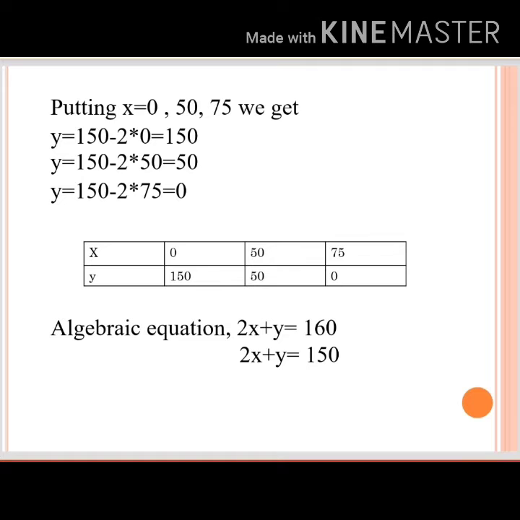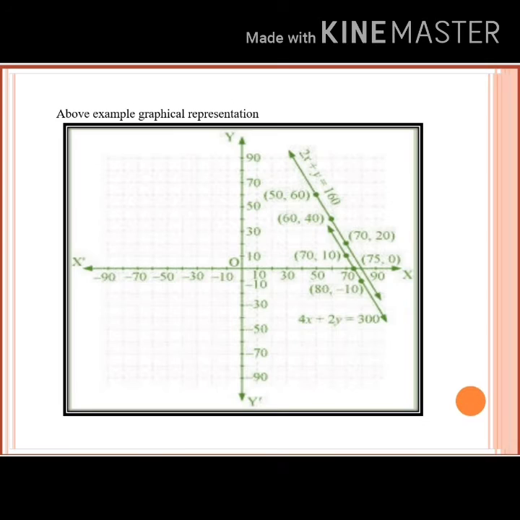So the algebraic equation 2x plus y equals 160, and the second one, when we are reducing it, we get 2x plus y equals 150. Now here the coefficients of x and y are the same. Only the constant term is changing. The above example can be represented geometrically in this form. They will have infinitely many solutions.